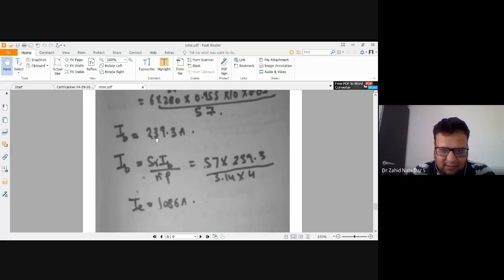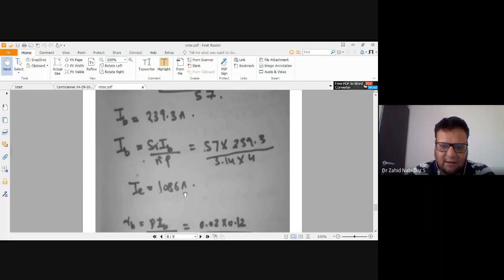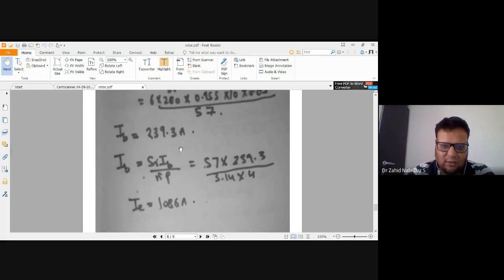Okay, sorry, this is your bar current. Now you want your end ring current. End ring current is SR IB pi into P. So you get your end ring current 108.6 amperes. Bar current, you get this.